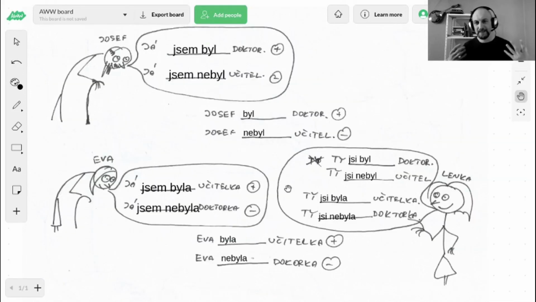Okay, perfect. So this is the present and past of singular forms of to be. In the next part, we are going to have a look at the plural forms of to be.